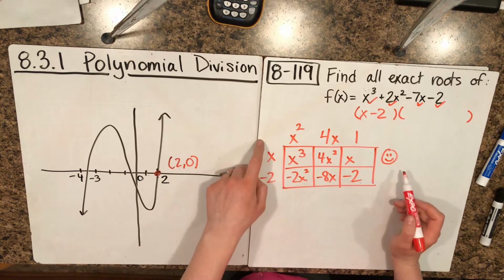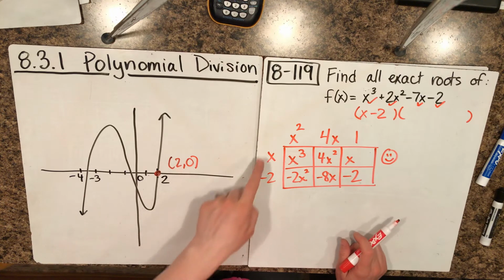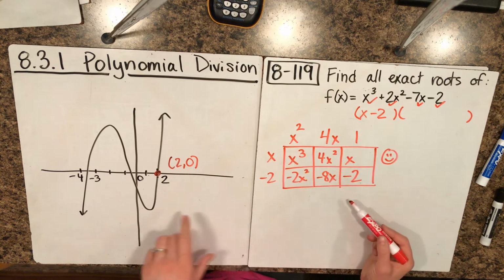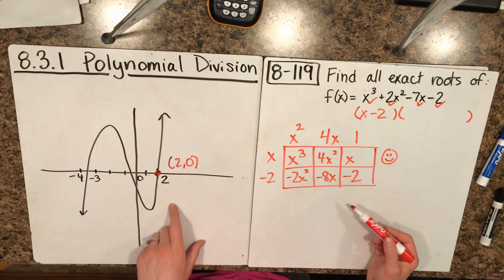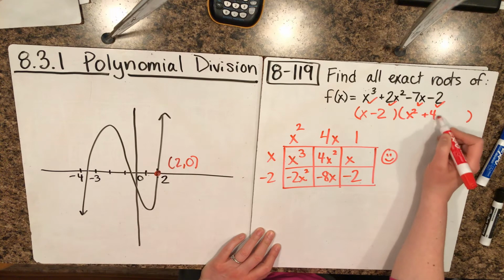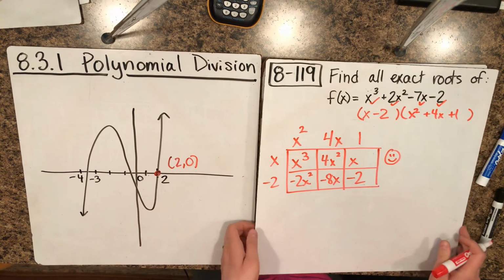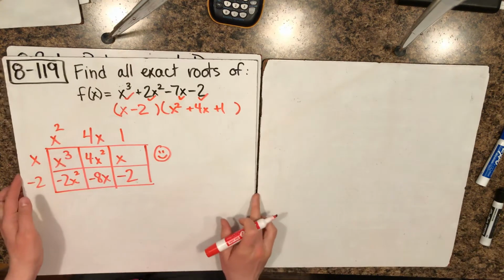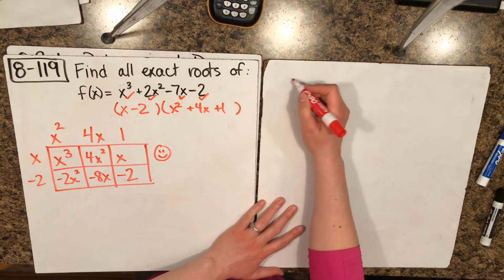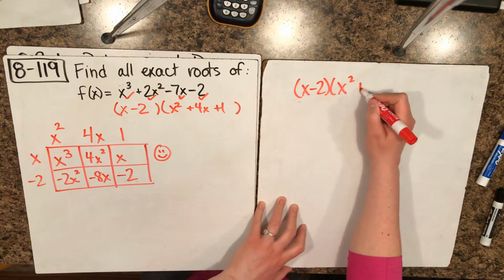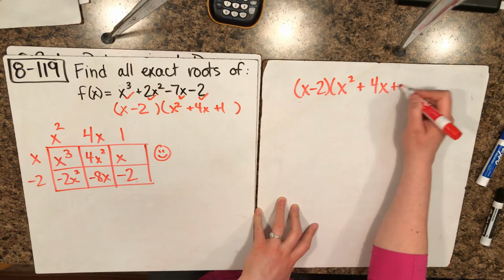By the way, if we see that it crosses at 2, then x minus 2 better be a factor. If I don't get a 0 here, then I need to go back and figure out where I made my mistake. Okay, so this is x squared plus 4x plus 1. Okay, so what we just did was we used the graph, we used polynomial division, and now what we have is a factored version of the original polynomial.